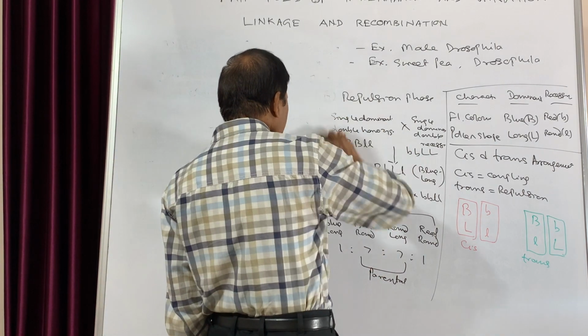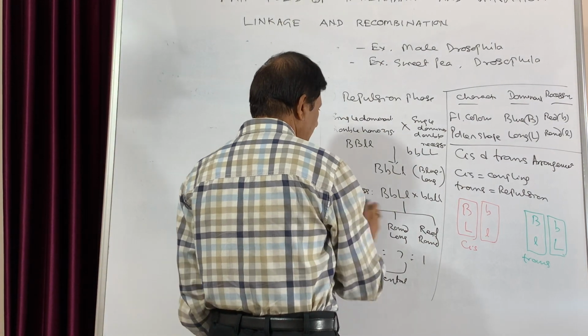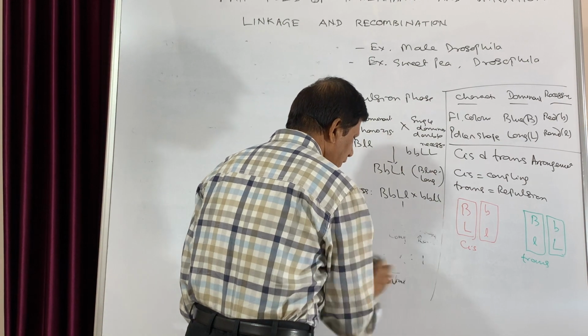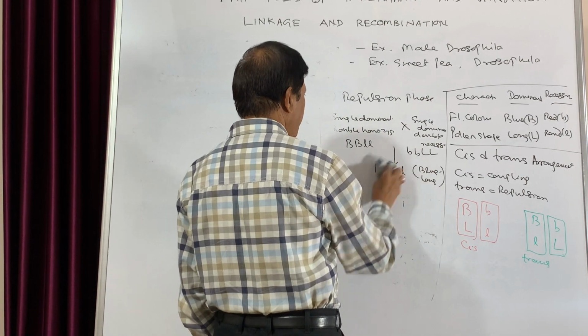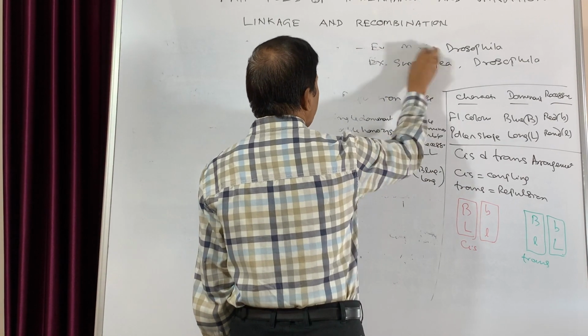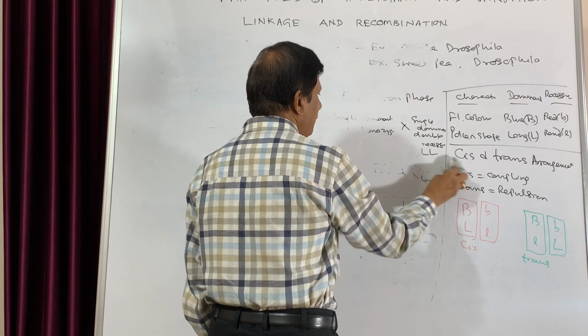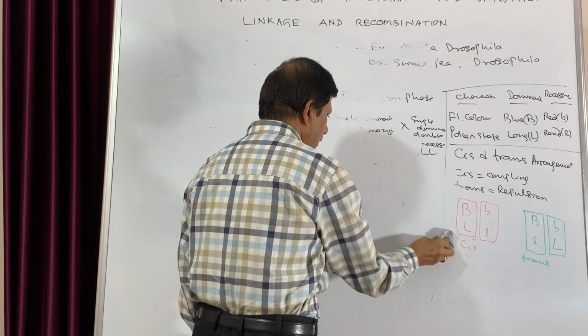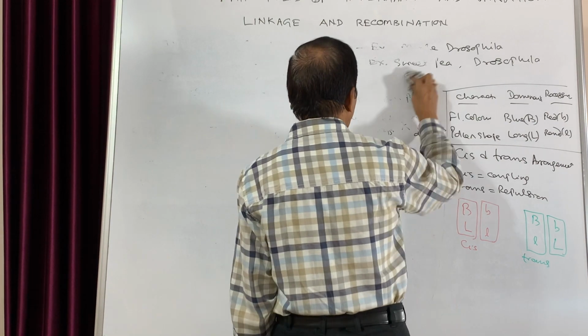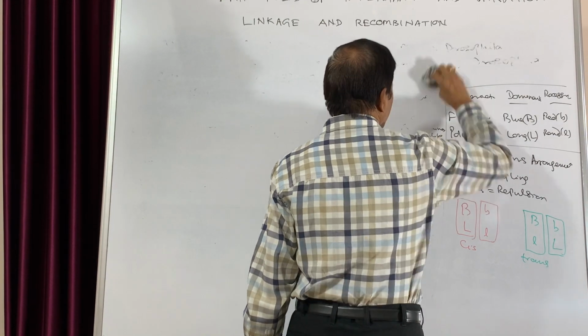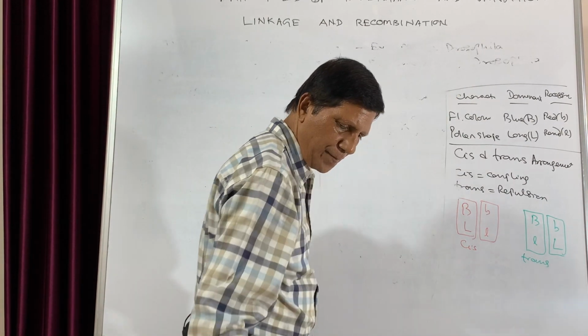So how can we determine the distance between two genes? Usually the distance between two genes is calculated from the percentage of crossing over. And the percentage of crossing over depends upon the distance between two genes.